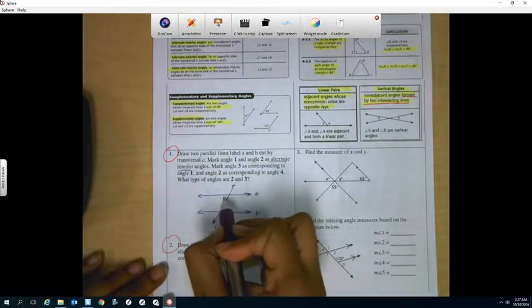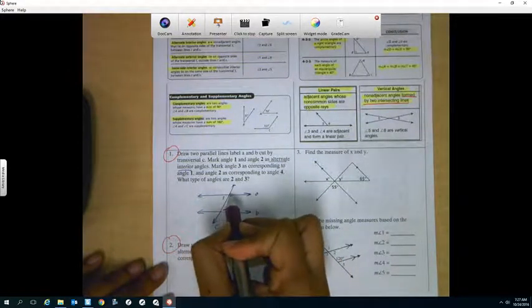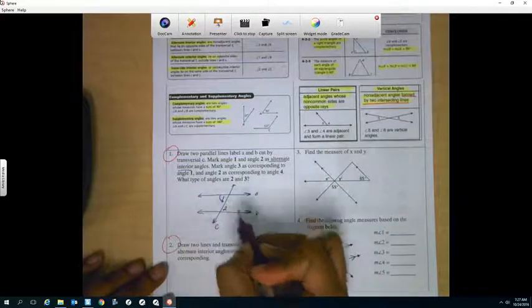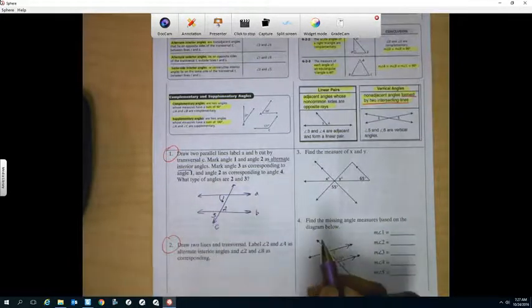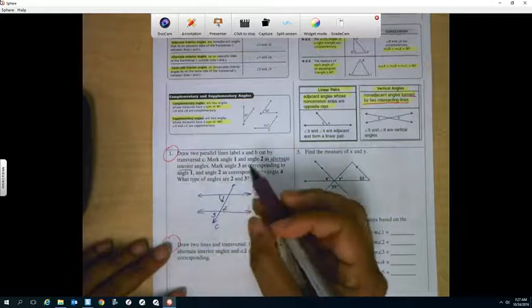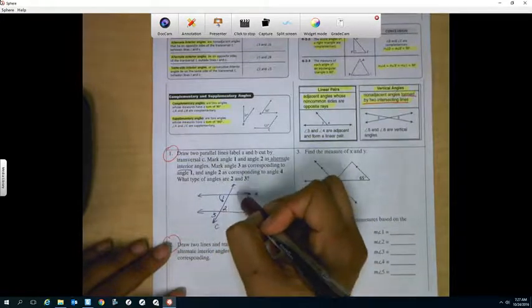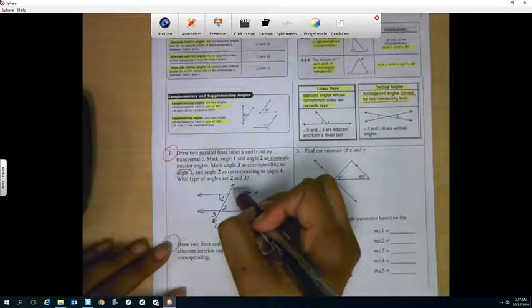So here's 1. 1 is on the left. It is below this line. So 3 has to do the same thing. So it would be here. And then it wants us to mark angle 2 as corresponding with 4. So here's 2. 4 is on the right. So 4 has to be on the right. It would be up here.